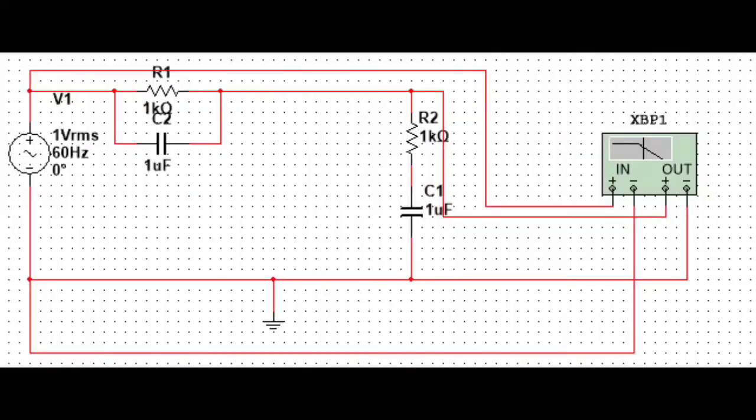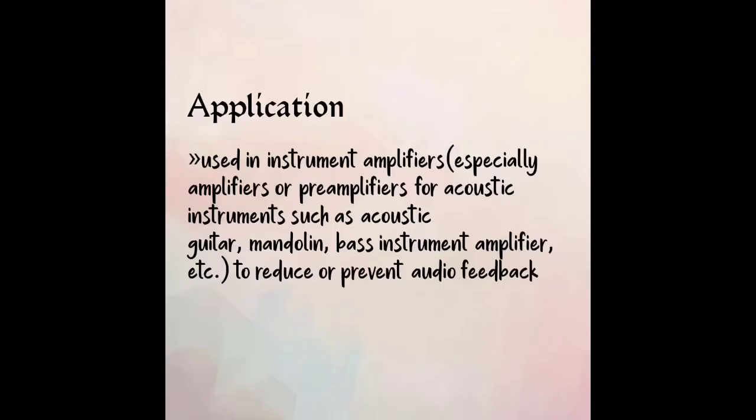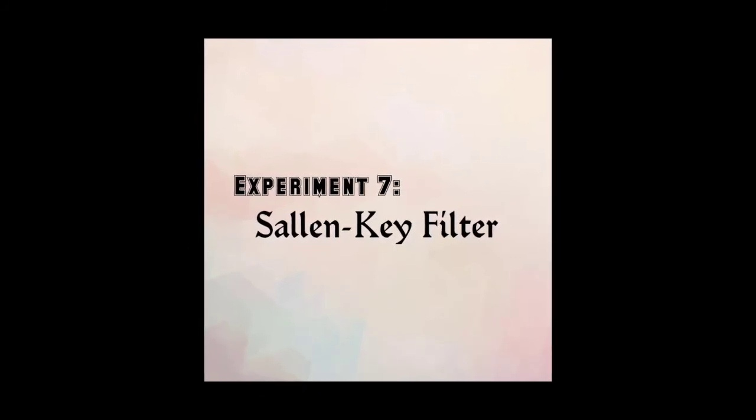A simple band reject circuit is constructed by having a parallel connection of R and C and a series connection of resistor and capacitor. The Bode plot shows that most frequencies are allowed to pass but some in a specific range are rejected. Band reject filters are commonly used in instrument amplifiers for acoustic instruments to reduce or prevent audio feedback. The last experiment is about the Sallen-Key filter.